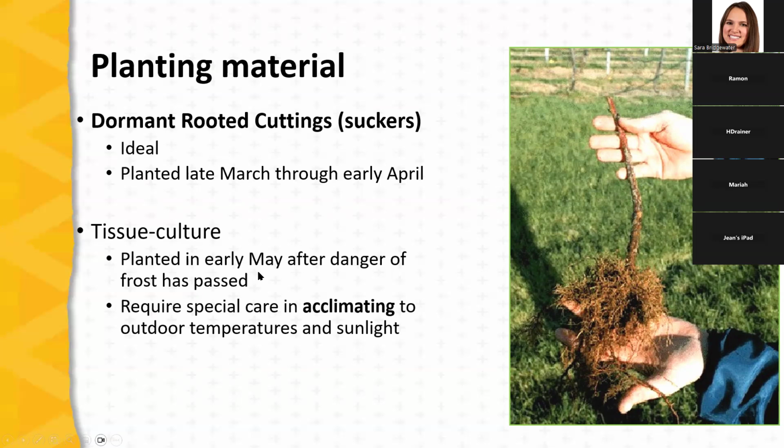And usually the planting, when you establish a planting, is early in the spring, in May, after the danger of freeze or frost has passed.